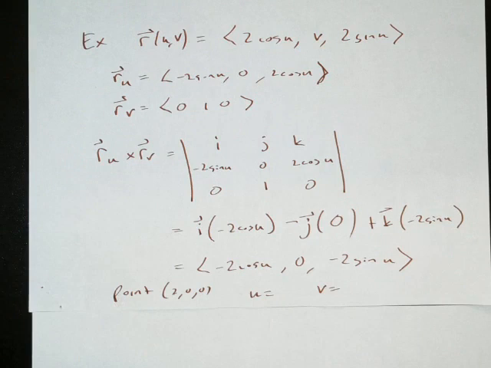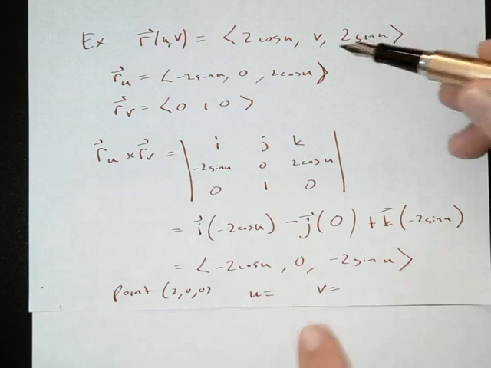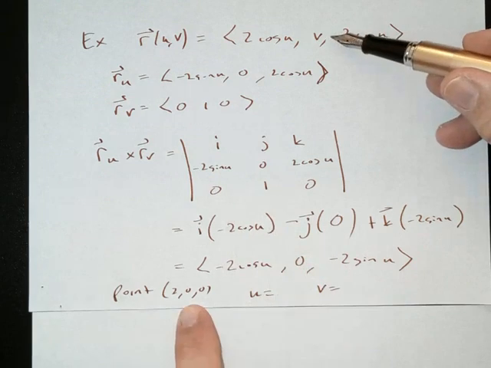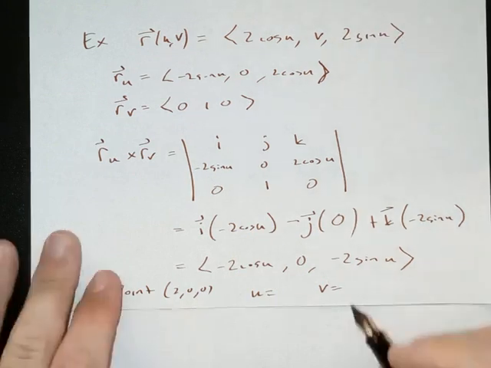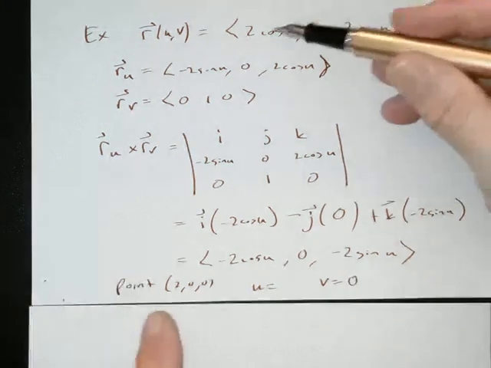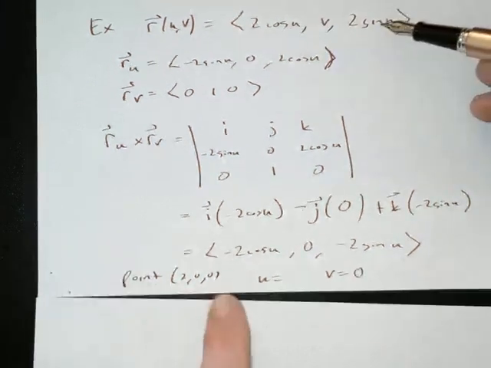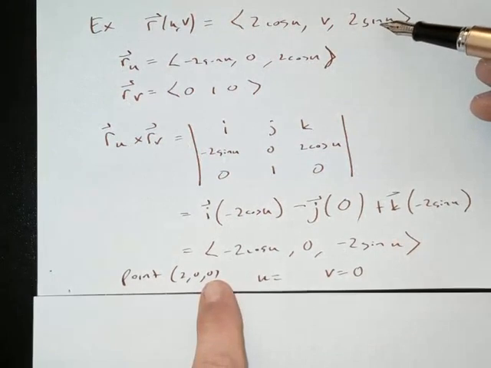The value of v should be really easy. The value of v is 0. I want 2 cosine of u to be equal to 2. I want 2 sine of u to be equal to 0. What's the value of u?